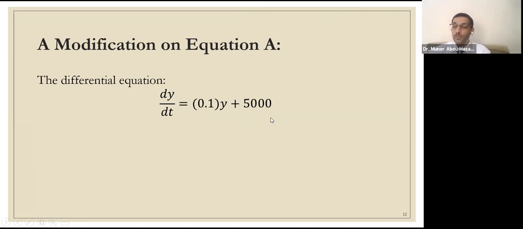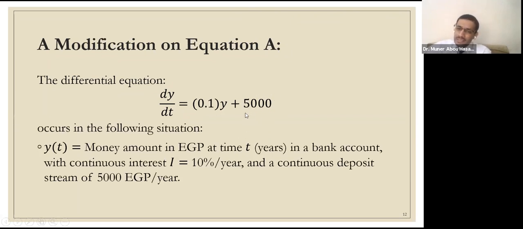Also, this equation will describe the rate of change of your money in the bank, but with depositing. Here you always try to deposit a specific amount of money, which is 5,000 in a year or in a month. That depends on the unit in which you study your problem. So this equation describes the rate of change of the amount of money in your account, but here you have a continuous deposit stream equal to 5,000.